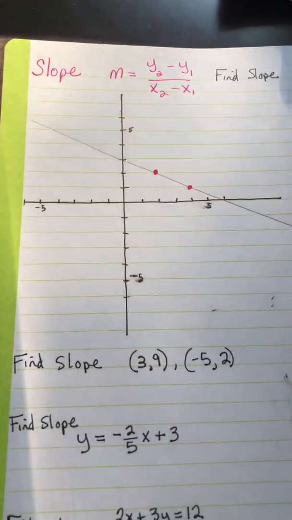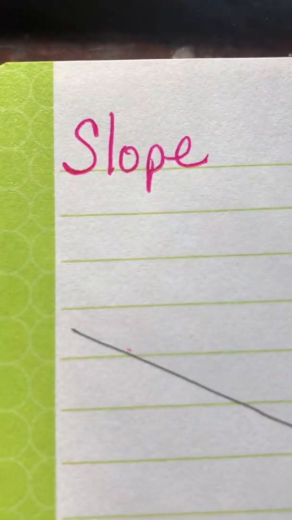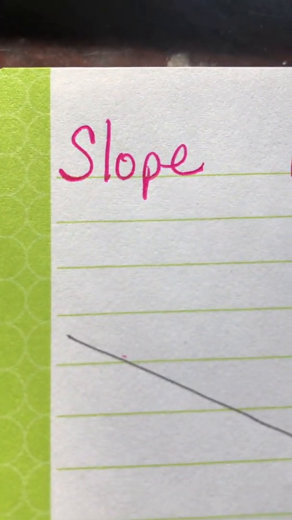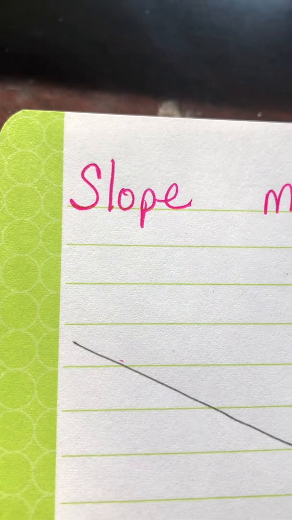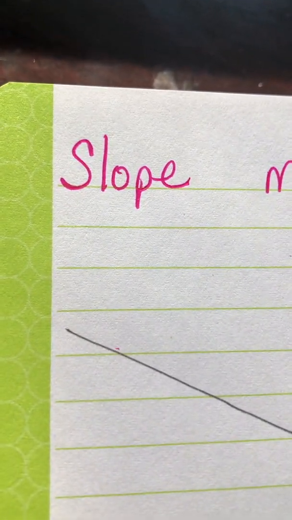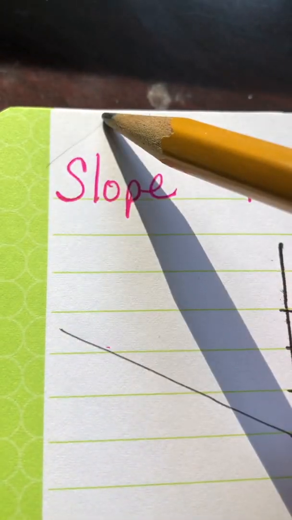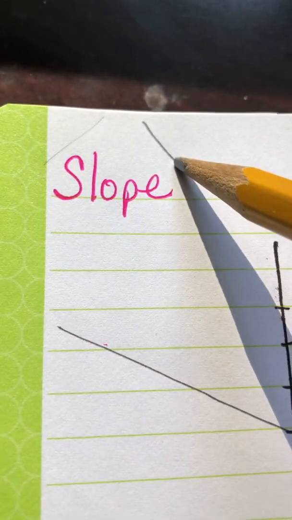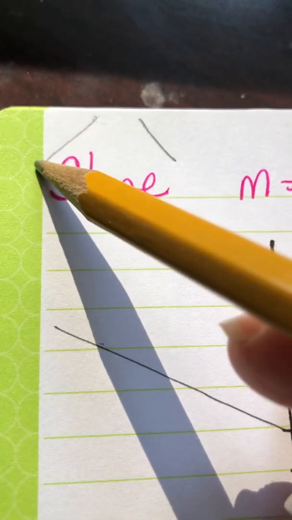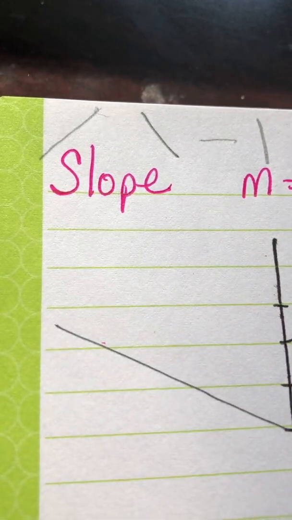Okay, this next video is on slope, all the different ways that you might be asked to find the slope of a line. And the slope of the line is asking how steep is this line? Is it going from low to high or high to low? Is it a flat line or a cliff kind of thing, straight up and down?